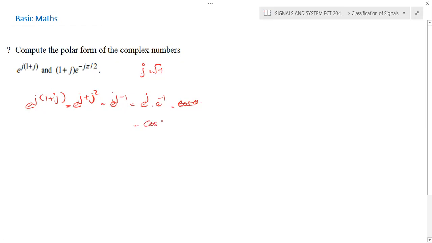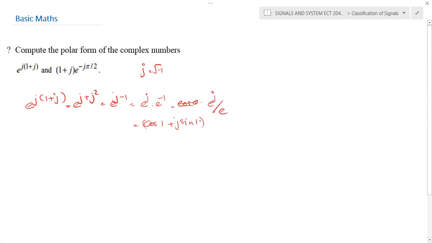So we can write cos 1 plus j sin 1. But if you look at the second term, this is not imaginary. It's simply e raised to minus 1. So you cannot apply Euler's formula. Euler's formula only applies for e raised to j terms. And e raised to minus 1 means you can write 1 divided by e raised to 1.